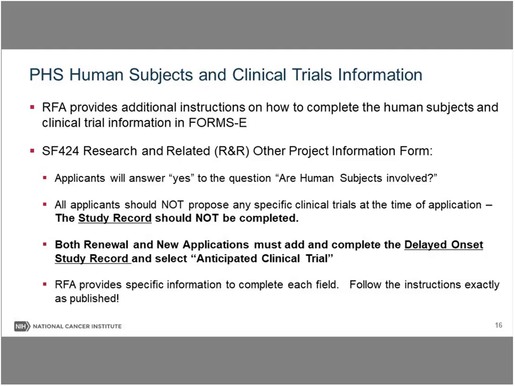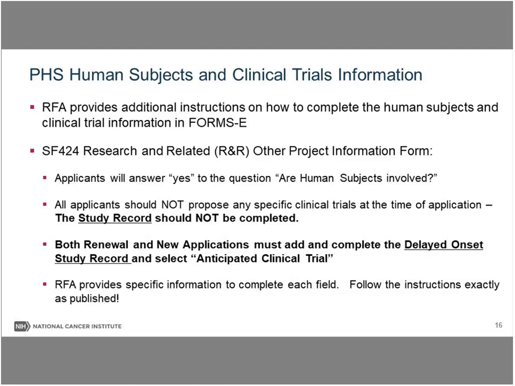You will see in the RFA, it gives you the exact title that you will put for the delayed onset, and it also gives you the justification that you will put into the box. So all of it is included in the RFA under the PHS human subjects and clinical trials information. And Kate, I'll note that's toward the end of section two, section four, item two in the RFA.